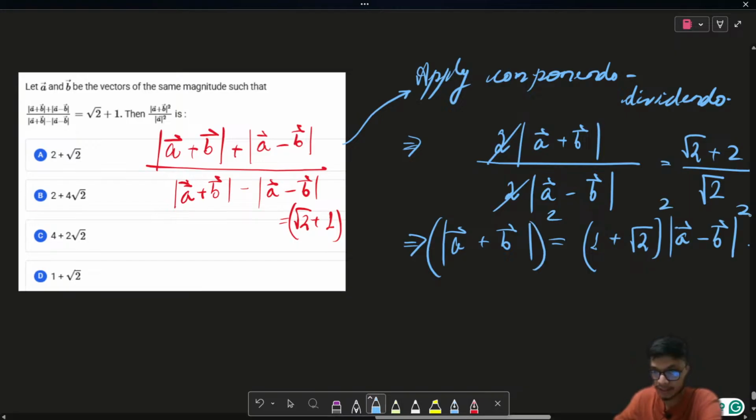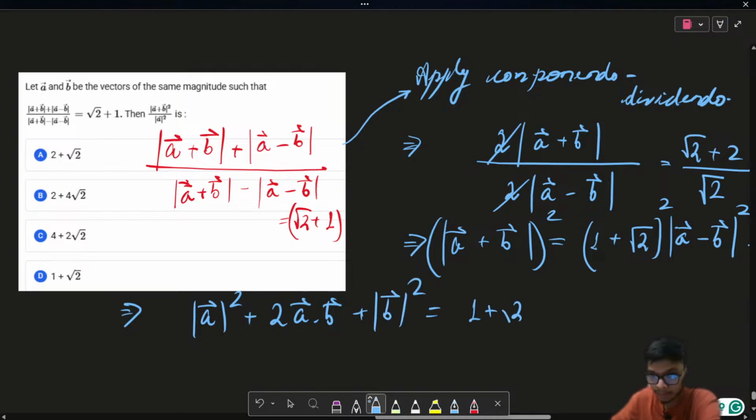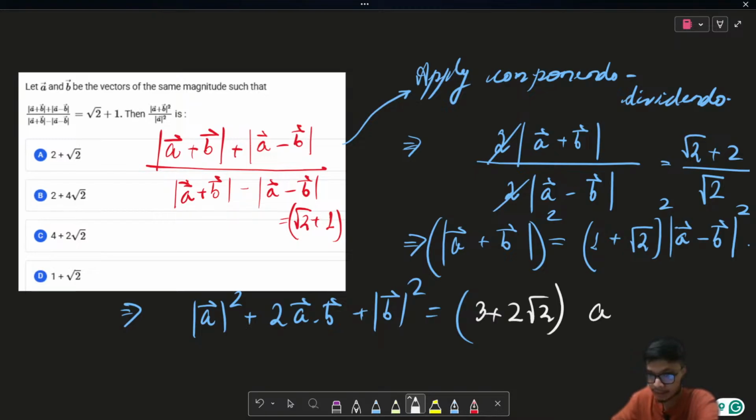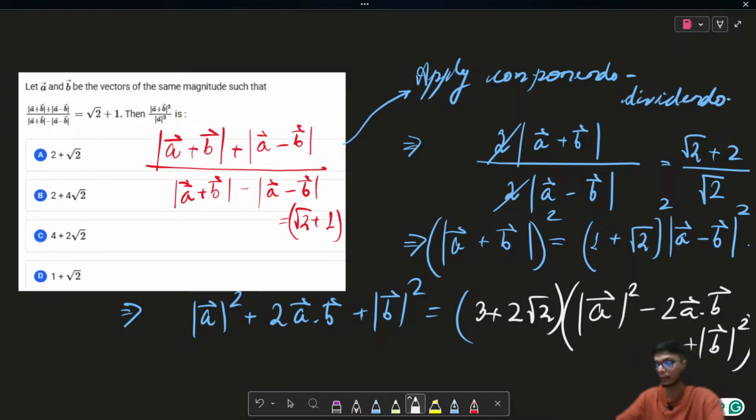I can take a square on both sides, and then if I try to simplify this relation, it will come out as mod of a square plus 2 times a dot b plus mod of b whole square, that is equal to 1 plus root 2 whole square multiplied with mod of a square minus 2 times a dot b plus mod of b square. I can also expand 1 plus root 2 whole square, which is quite simple: 1 plus 2 plus 2 root 2, so that is going to be 3 plus 2 root 2, right? So this is what I will obtain, right?